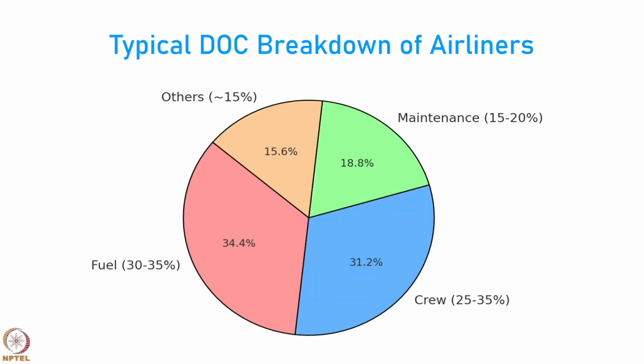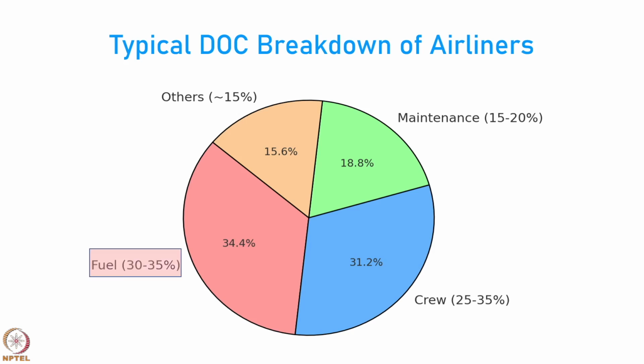So, here is a typical breakdown of an airline that uses airliners as against ones that use small aircraft or very long range aircraft. I have recorded a tutorial on the DOC breakdown of commuter and regional aircraft. There the fractions might be a bit different, but for a typical airline that uses aircraft like Boeing 737, Airbus A320, Boeing 787, 747, these are called airliners.